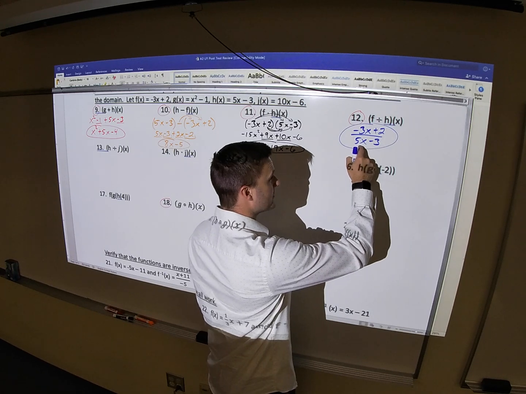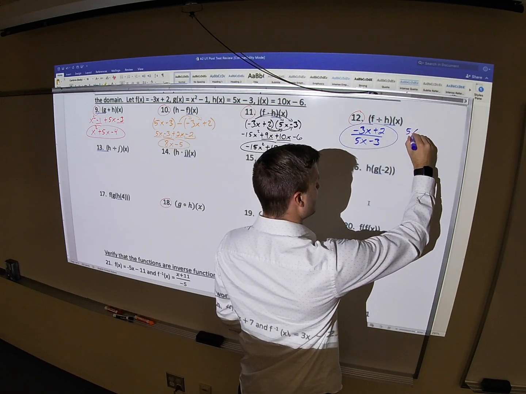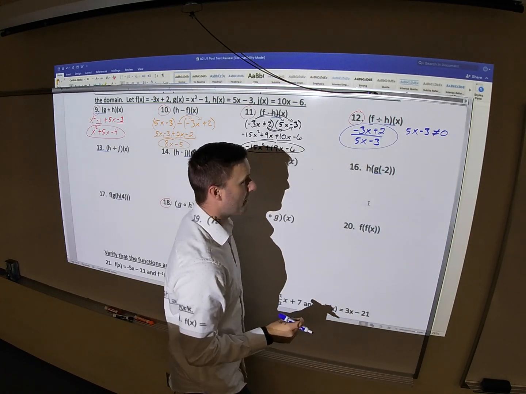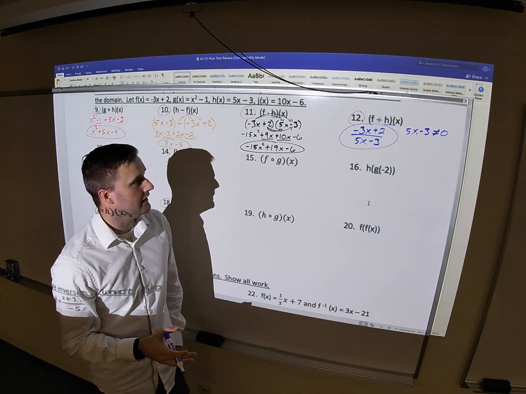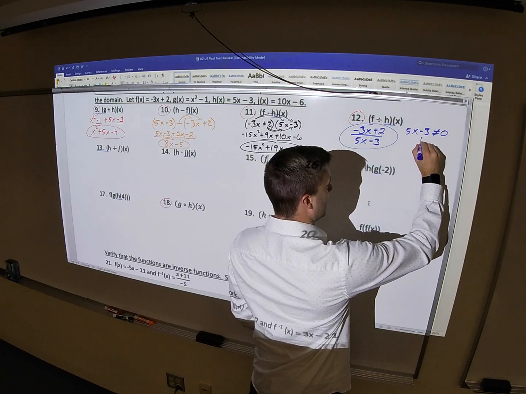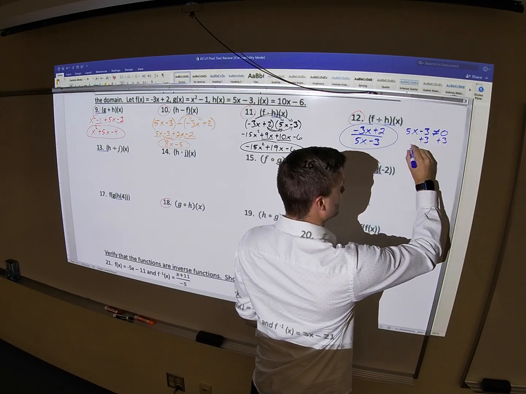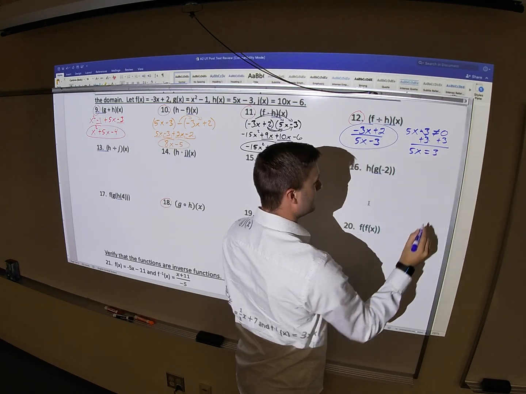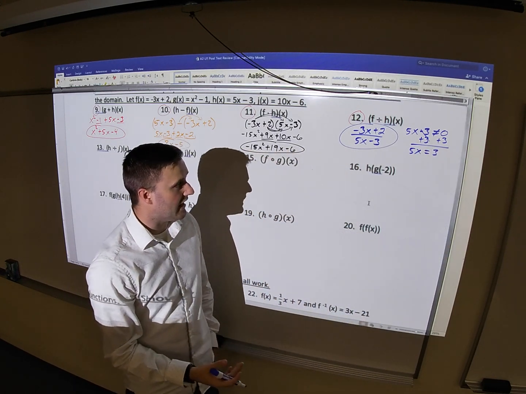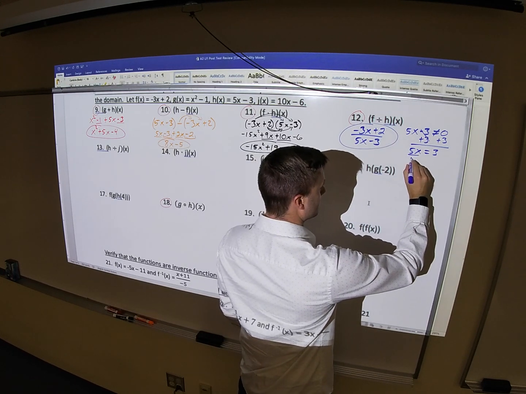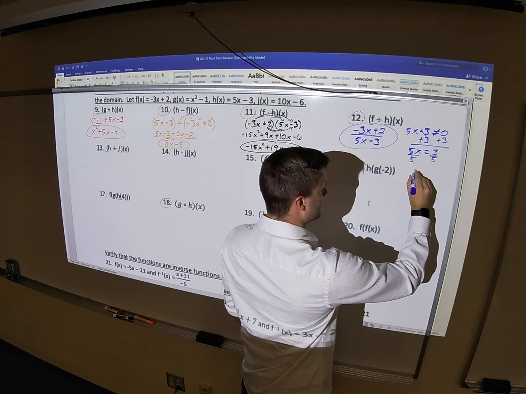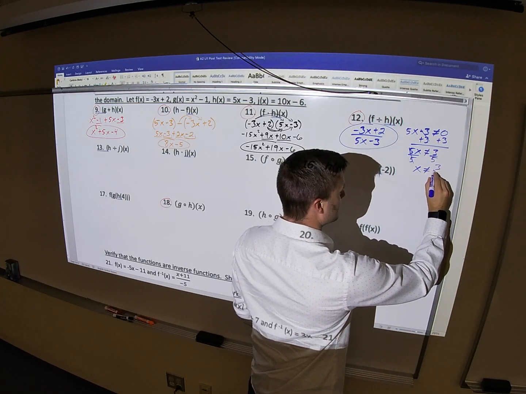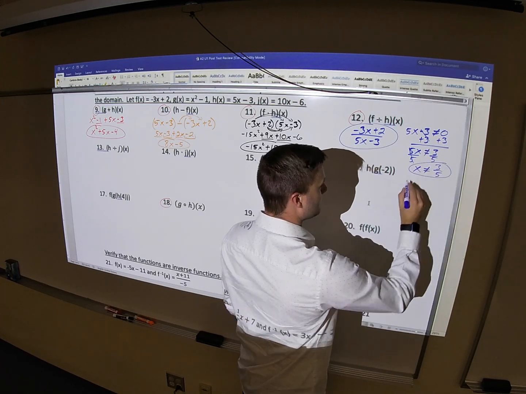We're going to take whatever our denominator is. So in this case, that is 5x minus 3. And we're saying this cannot be equal to 0. So from here, we're going to solve for x, so we're going to add 3 to both sides. And we get 5x equals positive 3. Then we're going to divide both sides by 5. And so we get that x cannot be equal to this fraction, 3 over 5.